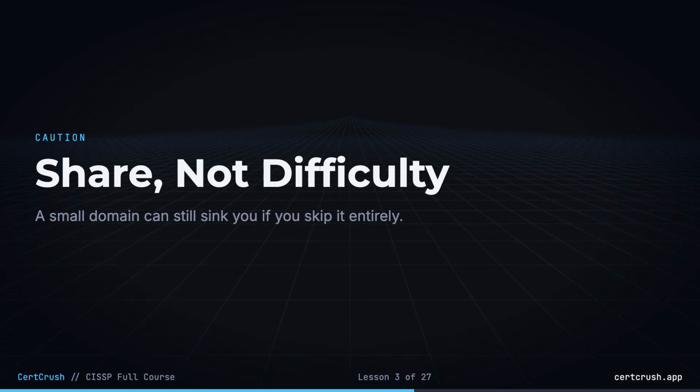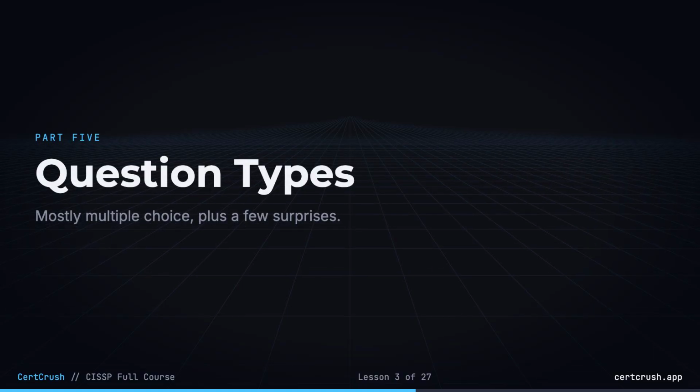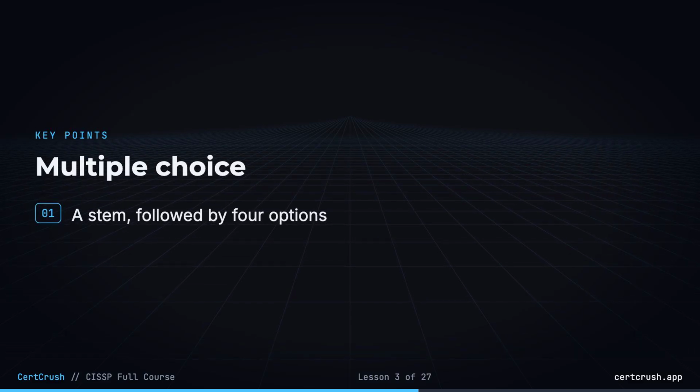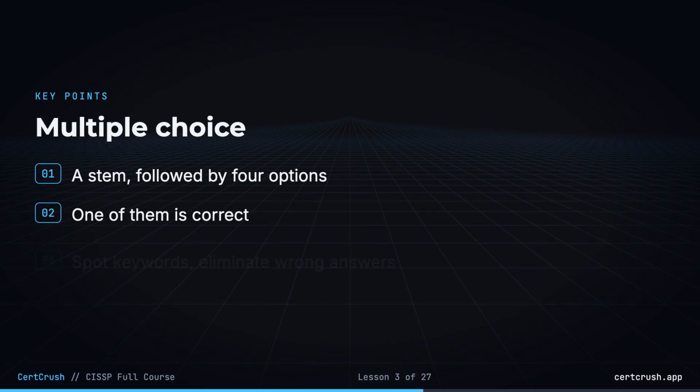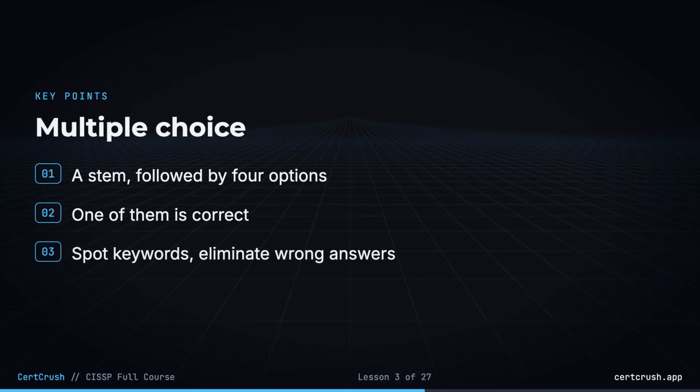The next idea is the kinds of questions you'll face. Most of what you'll see is multiple choice. A question called the STEM, followed by 4 options, of which 1 is correct. These dominate the exam. The skill of reading them carefully, spotting keywords, and eliminating wrong answers is so important that we devote part of the study planning lesson to it.